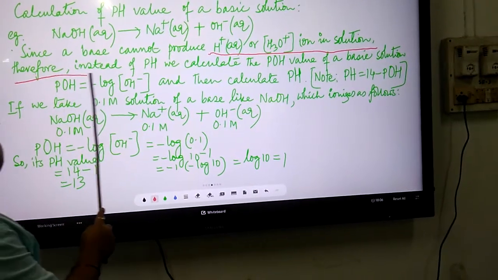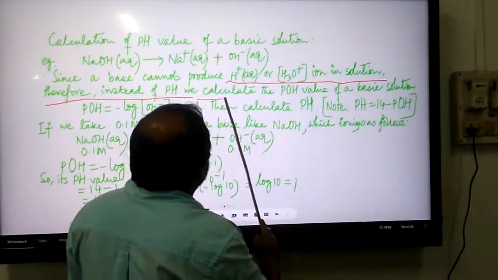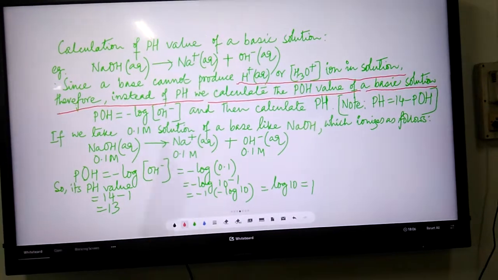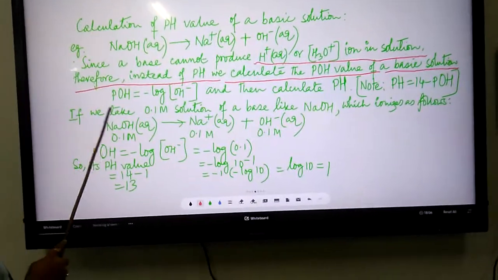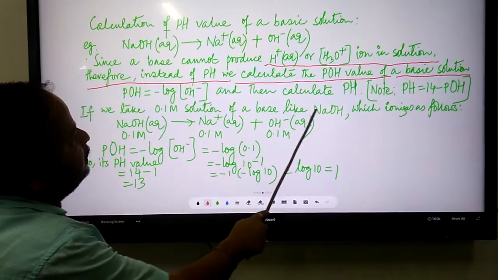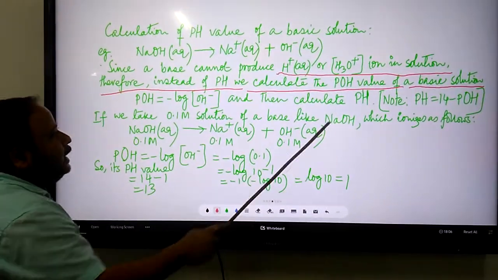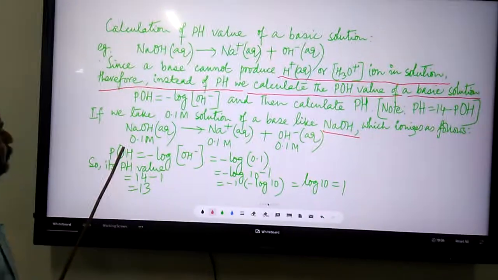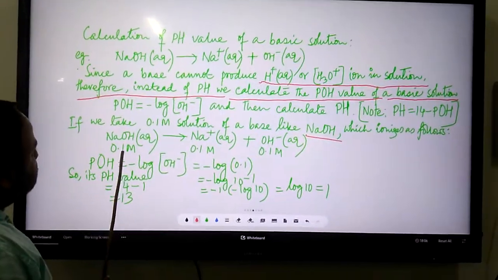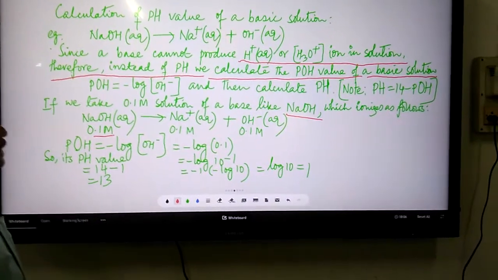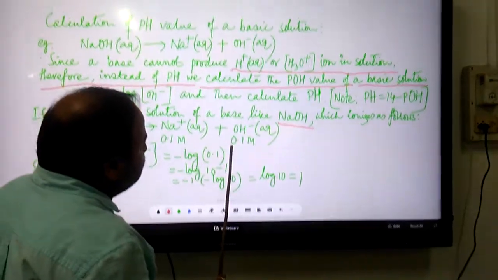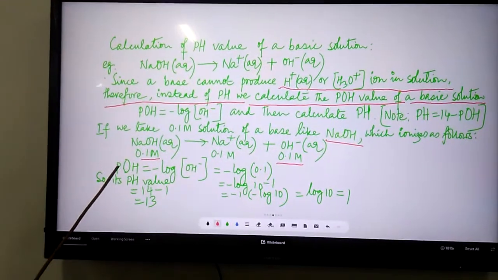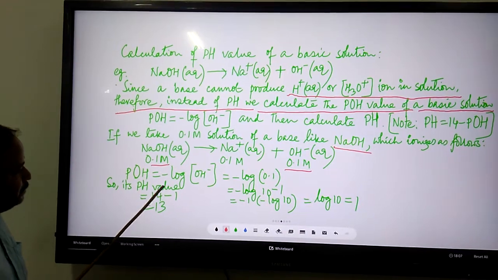Therefore, instead of pH, we calculate the pOH value of a basic solution. For example, sodium hydroxide we have taken. If we take 0.1 molar solution of sodium hydroxide, this will ionize, and sodium hydroxide is a very strong base. It ionizes almost 100%. If the concentration of sodium hydroxide solution is 0.1 molar, it will also produce 0.1 mole per liter of hydroxide ion. We will calculate the pH of that sodium hydroxide solution.